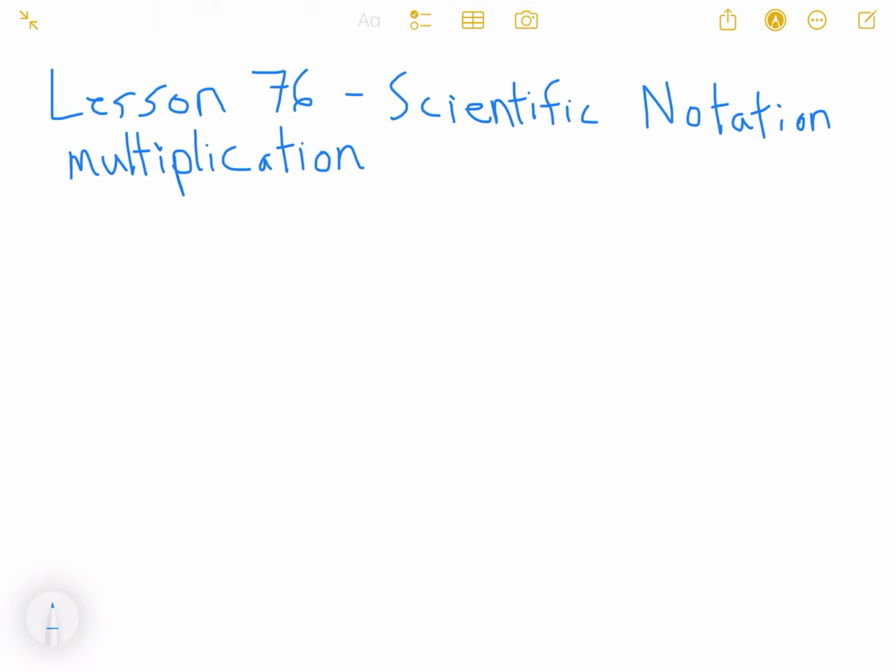So, scientific notation multiplication. What is scientific notation and why is it important anyway? Well, scientific notation is, as the name implies, scientific. But what's important is that I can keep track of really big numbers or really small numbers. All right, so let's remember how we might use this.